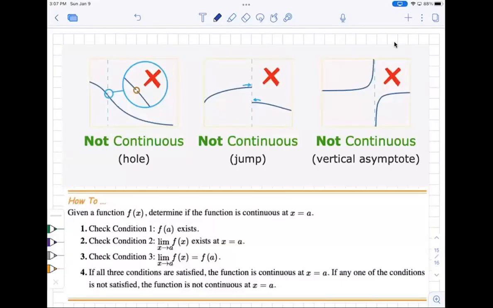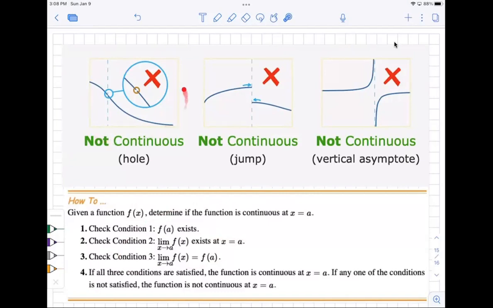This video is about continuity. Before I start with how to determine if a function is continuous or not, we want to look at how you tell that a function is discontinuous or not continuous.